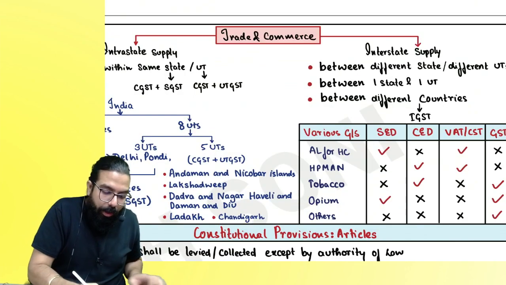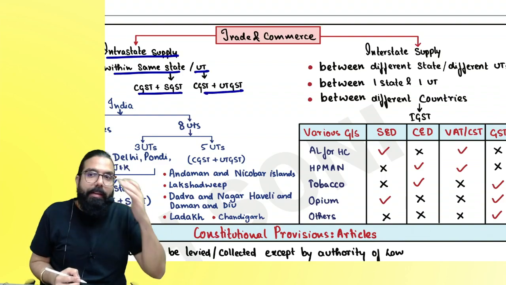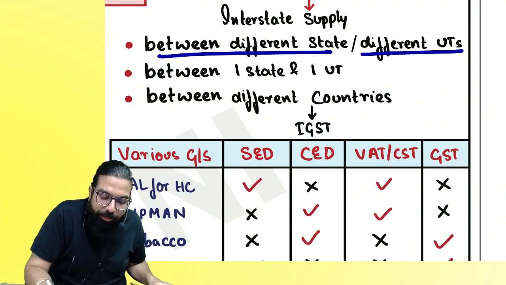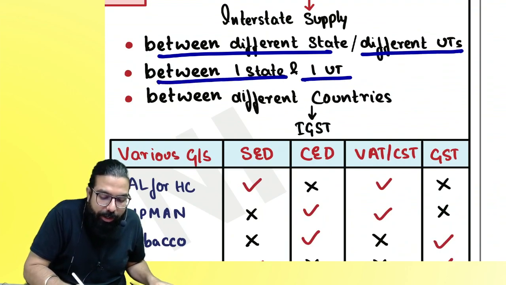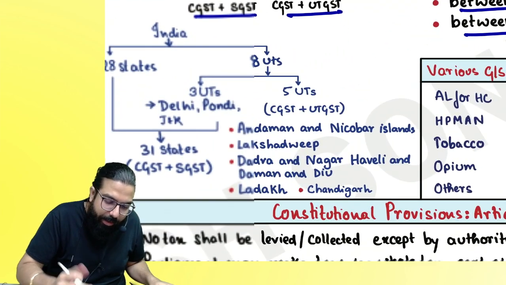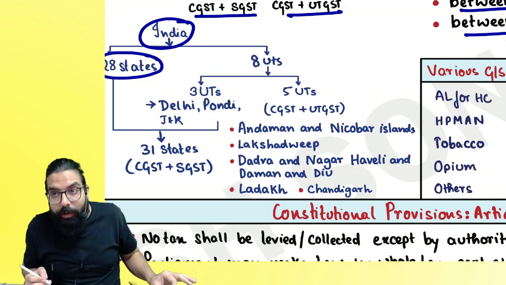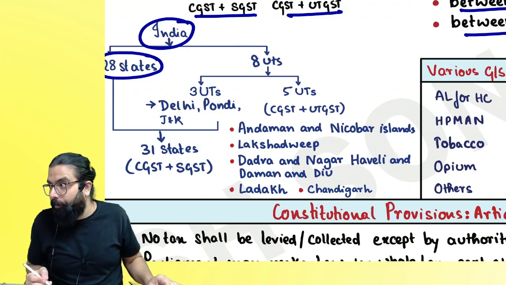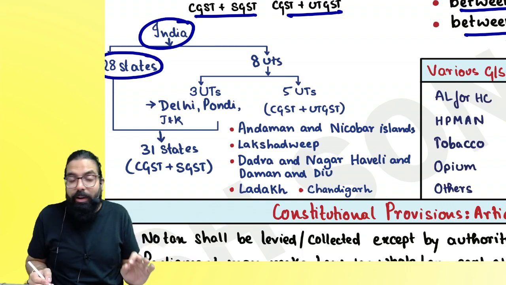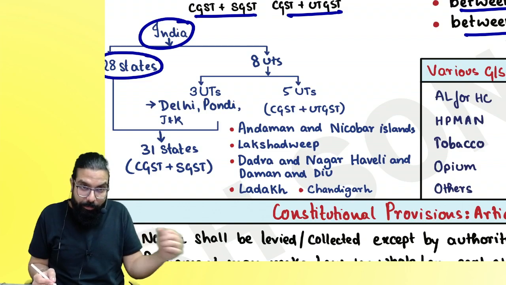See here. Whenever it is within the same state or same UT, CGST and SGST, or CGST and UTGST. Two different states, two different UTs, one state and one UT, two different countries, always IGST. Everyone, India, how many states? 31. Don't tell outside 31. For GST purpose only it is 31. Otherwise, you will tell how much? 28.